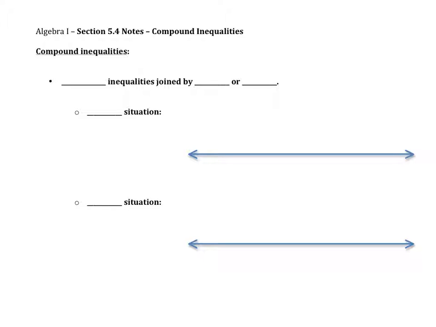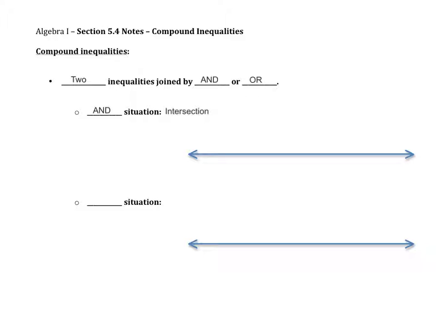Section 5.4 is entitled Compound Inequalities. If you dissect that word compound, compound to me makes me think of more than one, and that's exactly what compound inequalities are. Compound inequalities are two inequalities joined by and or. Let's first look at and situations. An and situation means an intersection of two things. And you will see later when we graph an and situation, it's literally the intersection of two different inequalities.